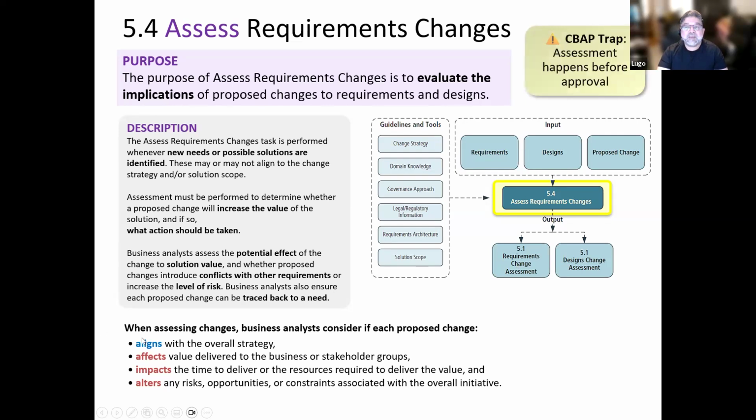From there, we need to think and remember that assessment happens before approval. Just because your requirements have been maintained, they have been prioritized, and they have been assessed, it does not mean that they have been approved. And that is a common trap in the exam.